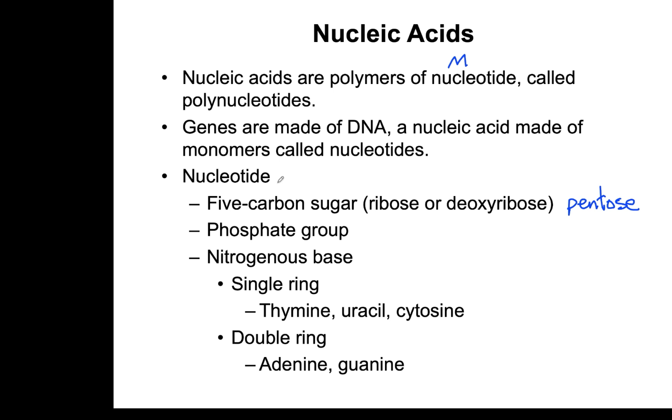So nucleotide has 3 components. One is sugar. Second one is phosphate group. Third one is nitrogenous base. There are 4 types of nitrogenous base, and 2 of them have a single ring in their chemical structure. The other 2 have a double ring in their chemical structure. When the nitrogenous base has a single ring, they are called thymine.